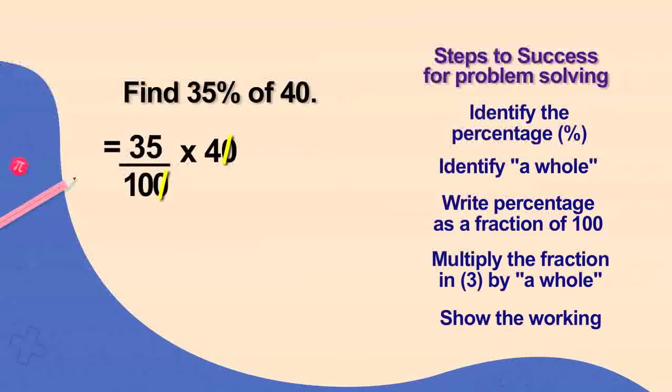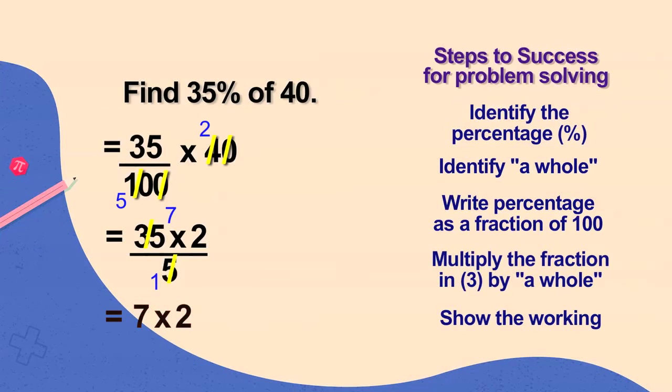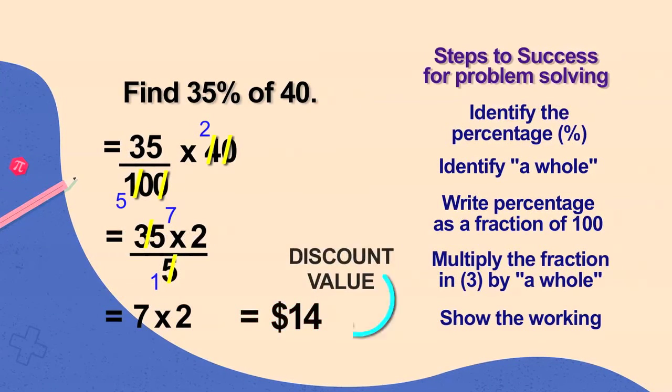And divide 4 and 10 by a common factor of 2. 4 divided by 2 is 2. 10 divided by 2 is 5. We have 35 times 2 out of 5. Next, we divide 35 and 5 with a common factor of 5. 35 divided by 5 is 7. 5 divided by 5 is 1. And we have 7 times 2, and the answer is $14. And this $14 is the discount value.